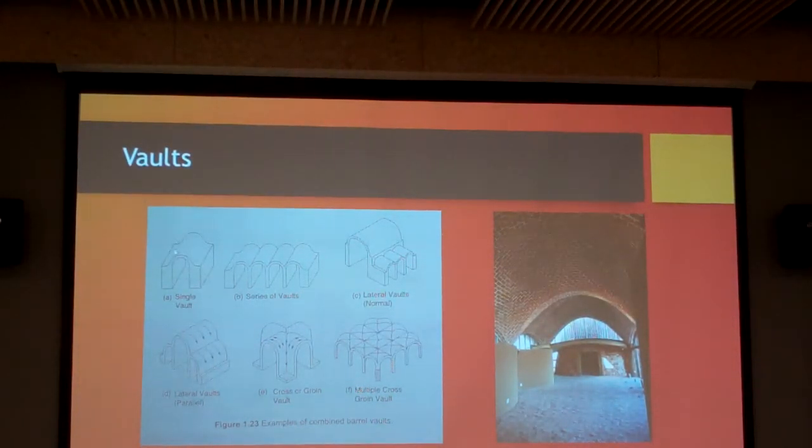And you can either have a single vault or you can have a series of vaults. And then a lateral vault is like a singular one with a series of vaults leading into it, or beside it. So like this is normal, this is parallel. And we already talked about the groin vaults. And then if you have multiple groin vaults, they look like this. And this is the inside of a couple of groin vaults.